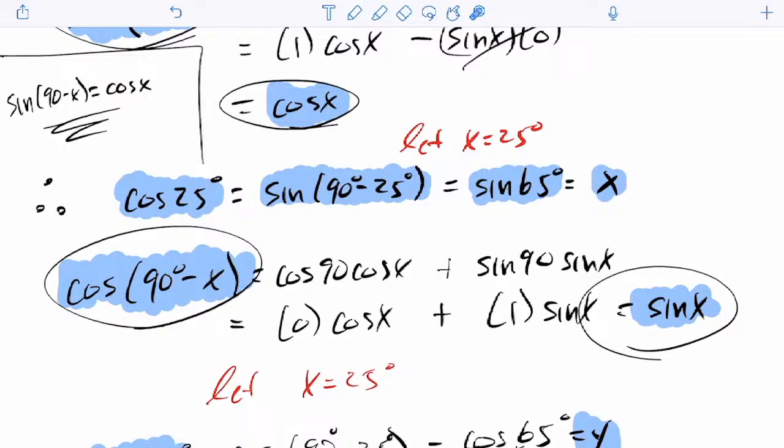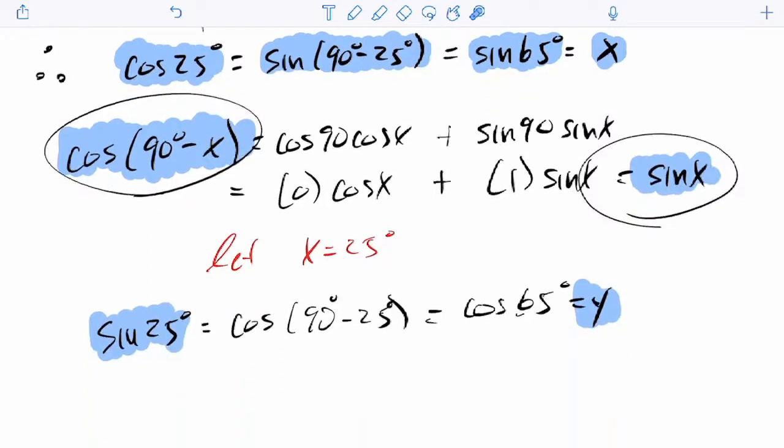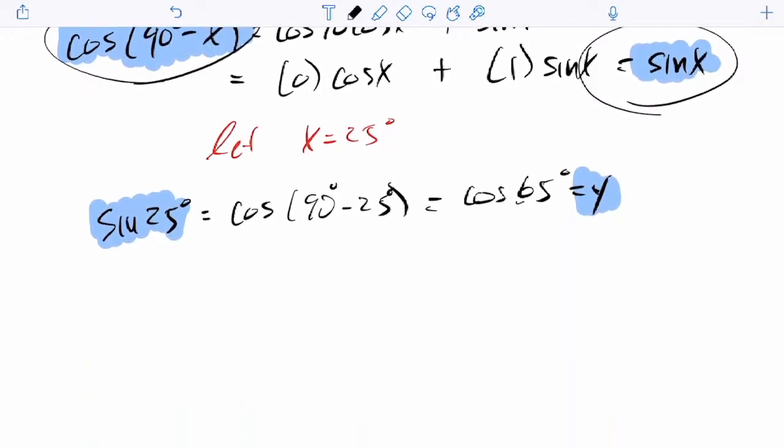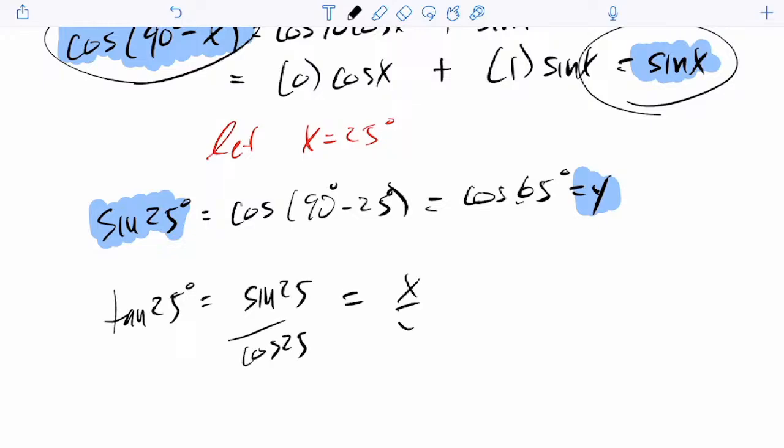And then I did the same thing for cos of 90 minus x. I showed it was equal to sine of x. And then I did that exact same trick again, and I got the sine of 25 is y. So therefore the tan of 25 degrees, as you know, is sine 25 over cos 25, which is exactly equal to x over y. And then we're done with this question, x over y.